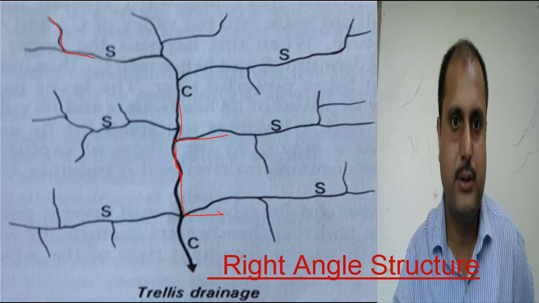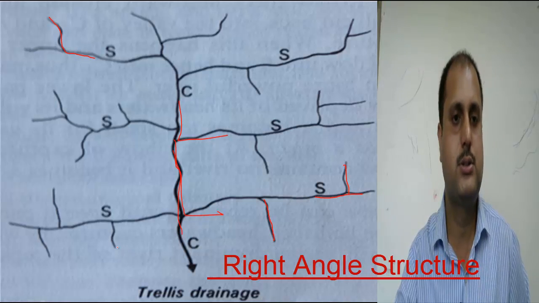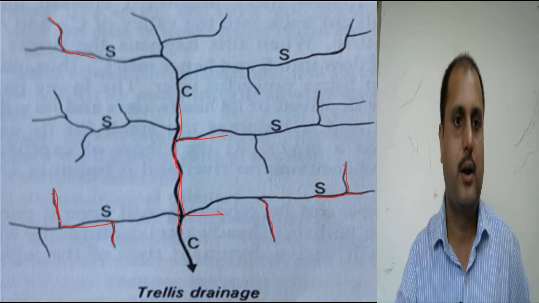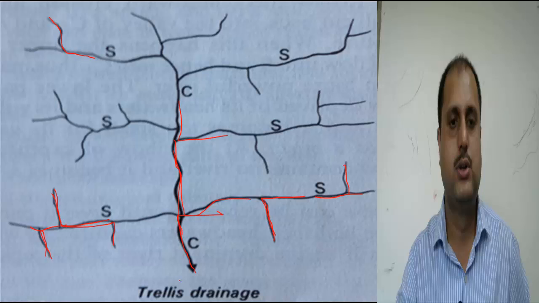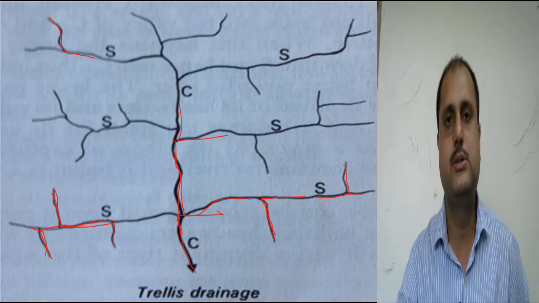This is the main river, and different rivers are joining by the streams. Another stream, here is also another stream. So it is making an angle of 90 degrees, a right angle everywhere. Here is also the right angle. They are making the right angle, and after making the right angle they are joining the main river. So it is called the trellis drainage system.